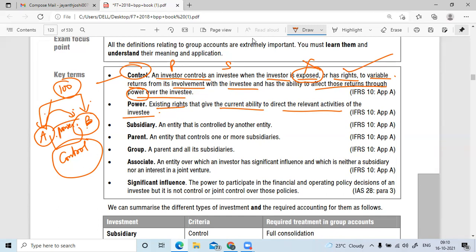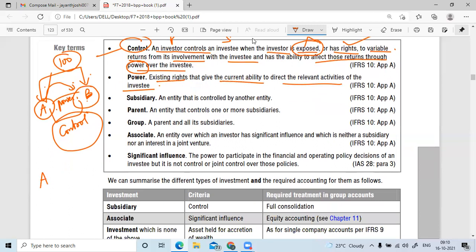Now, last repetition of this. Control, A and B. There are two shops. A has invested in B. Maybe A is a 100% owner in B. So whatever returns B is generating, A will decide what should be done with that, either to keep, to enjoy, to spend or whatever. And he is doing that because he has the power to do that.